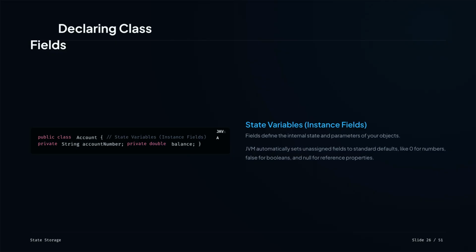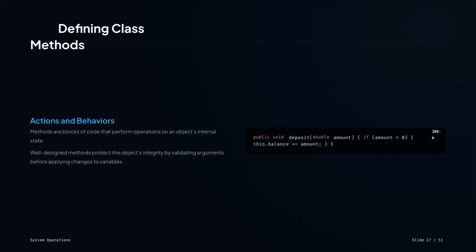Fields within a class define the internal state. When you declare these fields, the JVM automatically assigns standard defaults, such as 0 for numeric types, false for booleans, or null for object references. Methods provide the operational behavior for your objects. They contain logic that manipulates the object's internal state. Good method design involves validating inputs to protect object integrity.